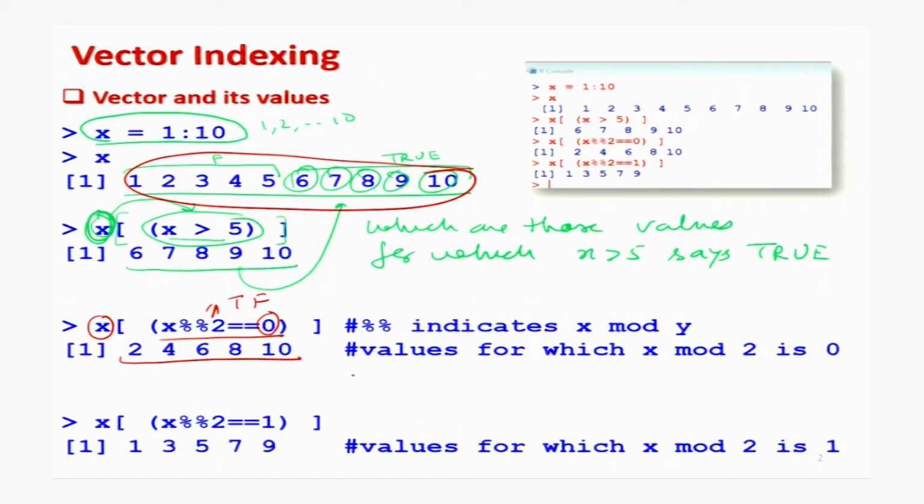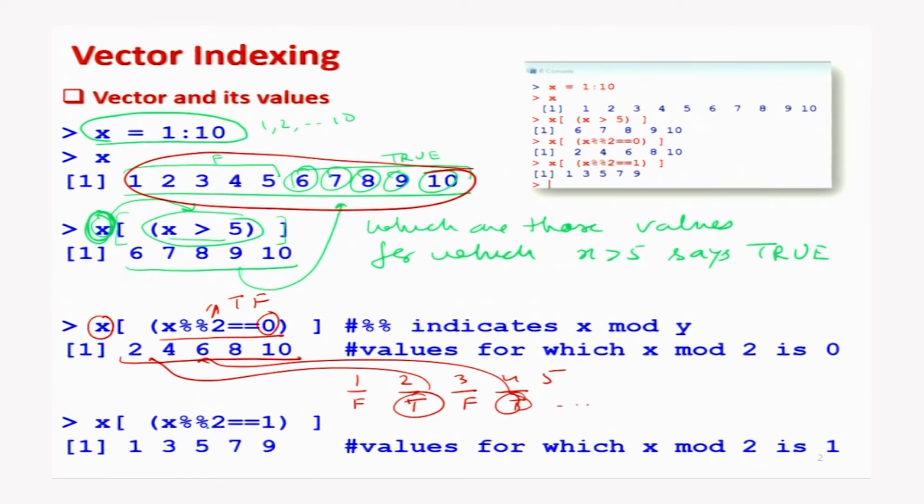So what will happen? It will go for 1, 2, 3, 4, 5 and so on. When it goes to 1, the answer comes out to be false, then it goes to 2, the answer comes out to be true, then it goes to 3, the answer comes out to be false. For 4, the answer comes out to be true, and so on. And then the false values will not come here, only the true values will be reported. Well, the true is coming corresponding to the values 2, 4, 6, 8 and 10.